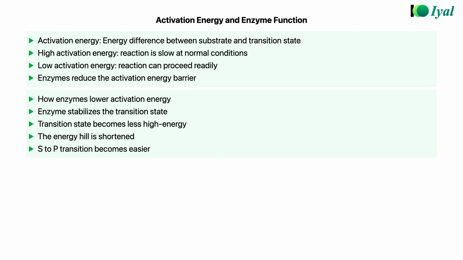How do enzymes do this? The enzyme stabilizes the transition state. That peak of the energy hill gets lowered. The transition state doesn't require as much energy anymore, so the substrate can get from S to P much more easily. The energy barrier is reduced. That's how enzymes speed up reactions so dramatically.